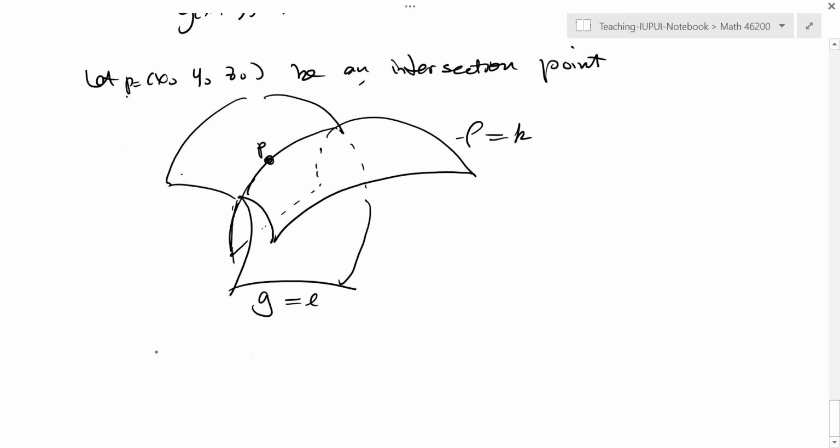The gradient is going to be, right? So this is the F, so this is going to be the gradient, the normal vector, right? Another vector G equals L. So G is actually pointed in that direction, the gradient of G. So the angle between them is this theta.